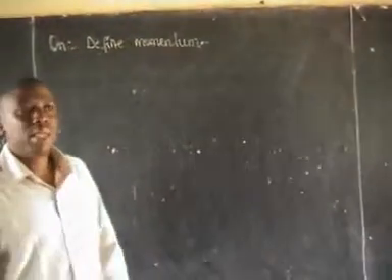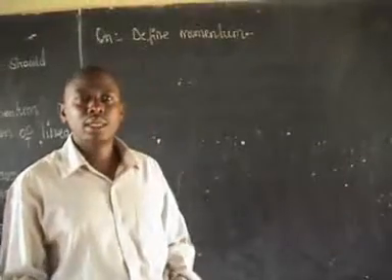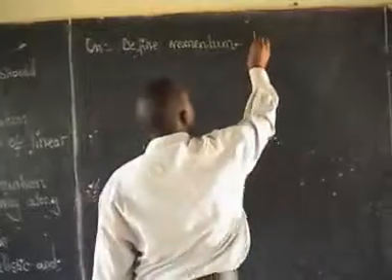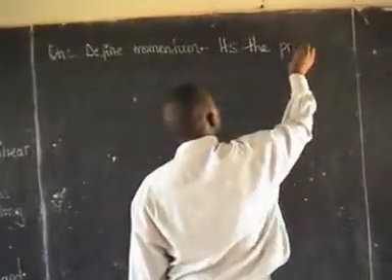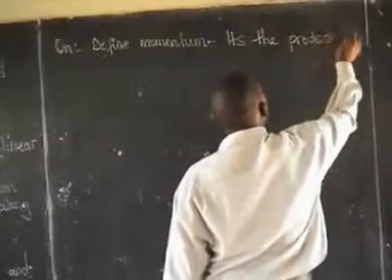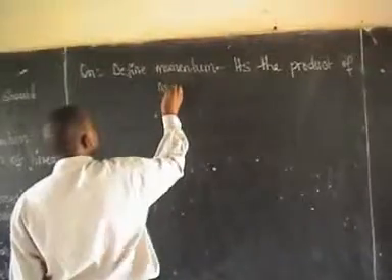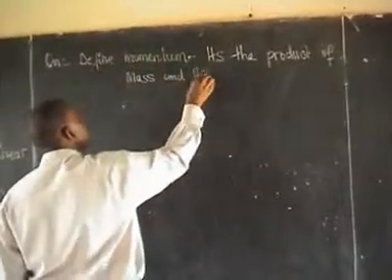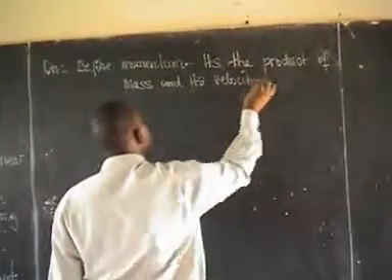So we shall be defining momentum as a product of mass and its velocity. So momentum is the product of mass and its velocity.